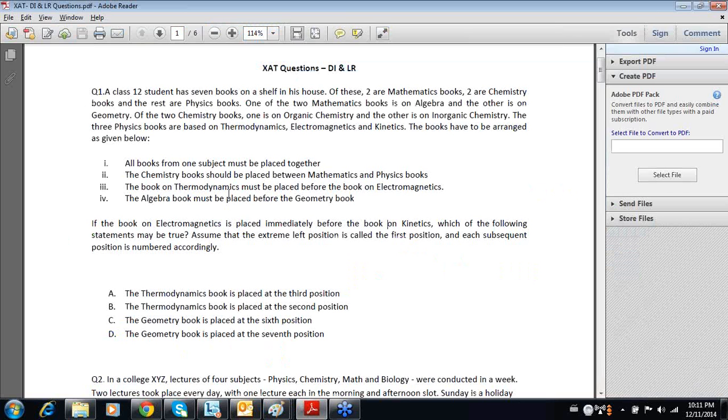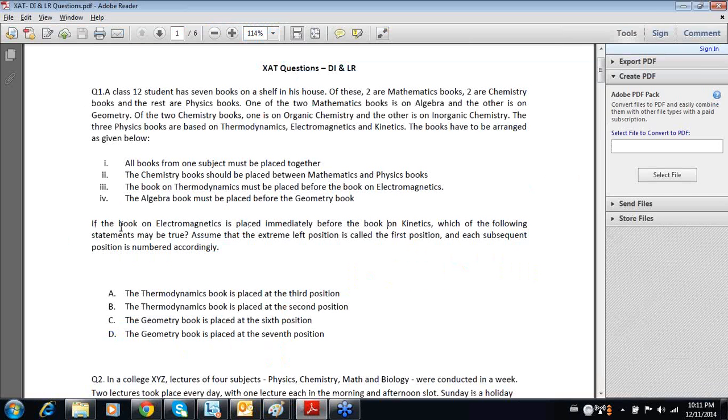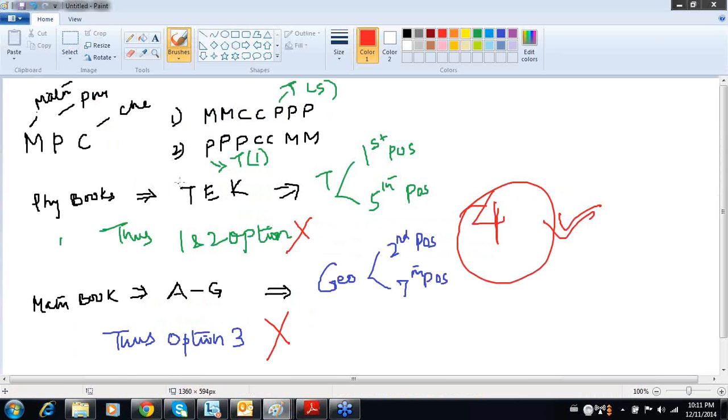The book on thermodynamics must be placed before the book on electromagnetics. That means the books in the physics section should be what? Thermodynamics, electromagnetics and kinetics. Why? Because the book on electromagnetics is placed immediately before the book on kinetics, so the only possible order is TEK: thermodynamics, electromagnetics and kinetics.